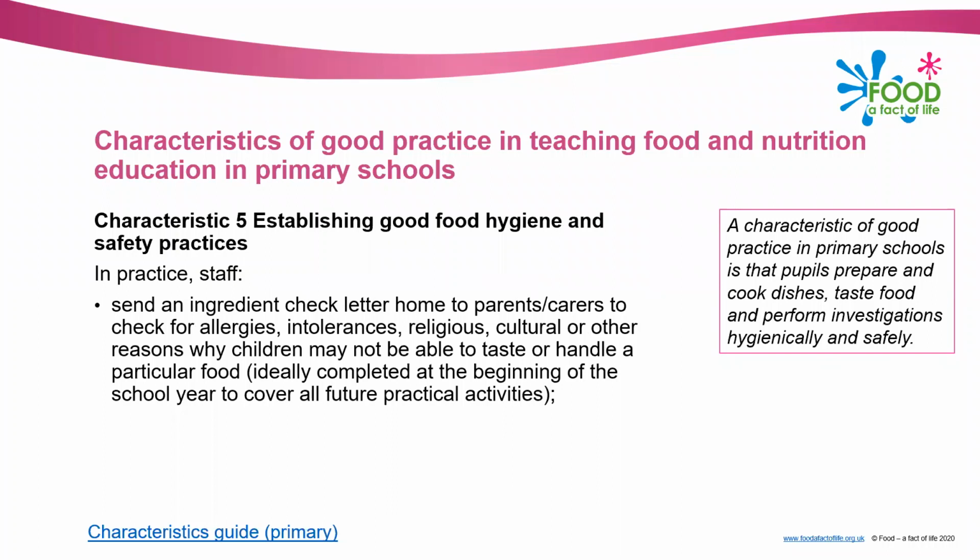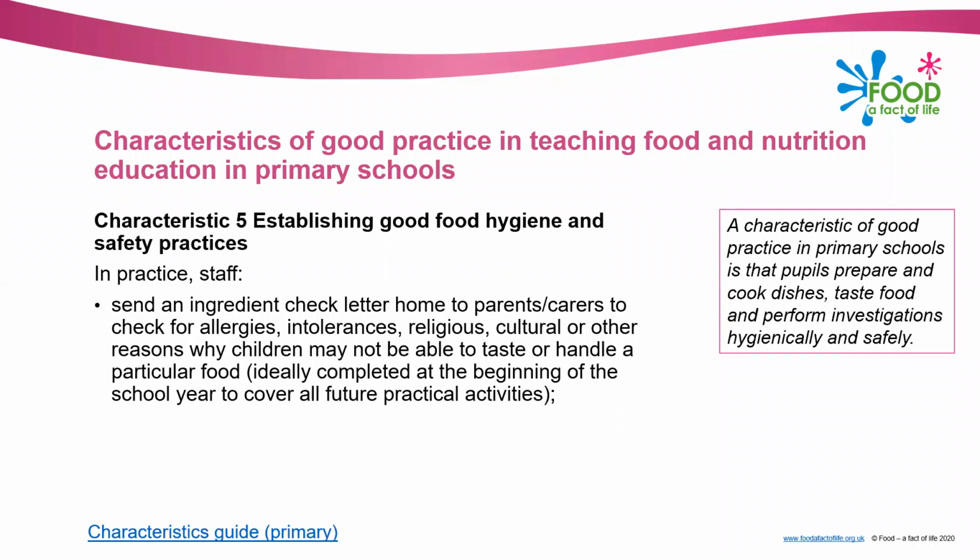So characteristic 5 of this particular guide is talking about sending an ingredient check letter home. Now, we do have examples of these on Food a Fact of Life if you'd like to see one, and I had the link a bit earlier on in the presentation. So send an ingredient check letter home to parents and carers to check for allergies and intolerances, but also, it's a good idea, it's obviously not essential from the safety point of view, to find out any religious, cultural or other reasons why children may not be able to taste or handle food.